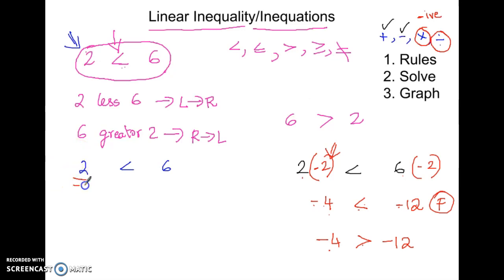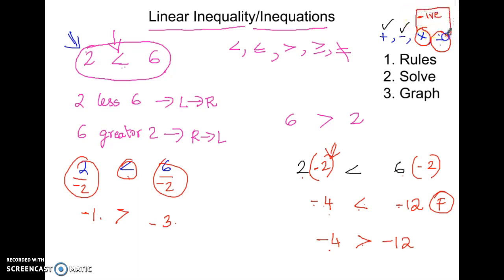Dividing by -2 on both sides, on this side we will get -1, and on this side we will get -3. And we know that -1 is not less than -3, it has to be greater. So you have to flip or change the inequality. This is only when you are multiplying or dividing by a negative. So those are some of the main rules involved in solving linear inequalities.